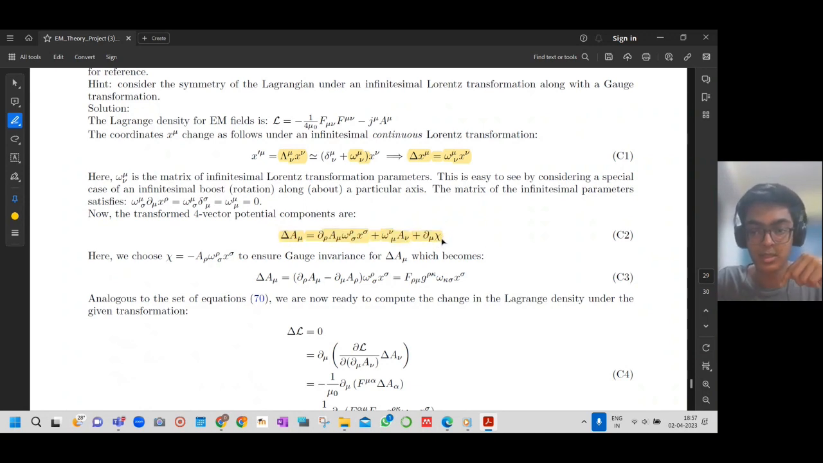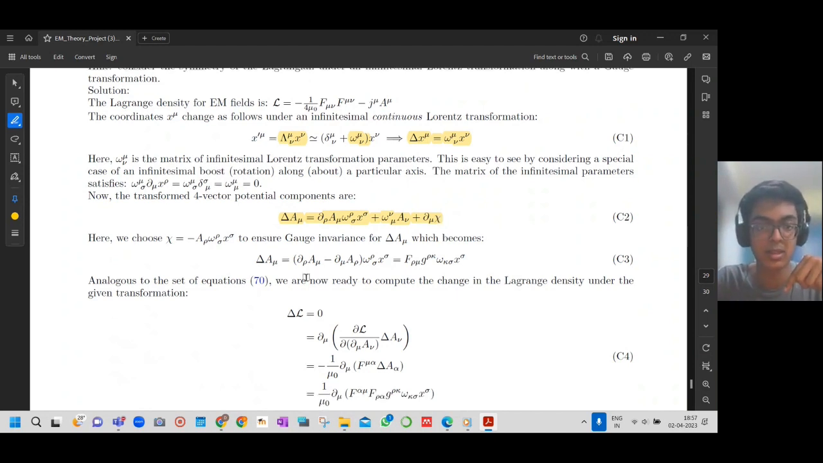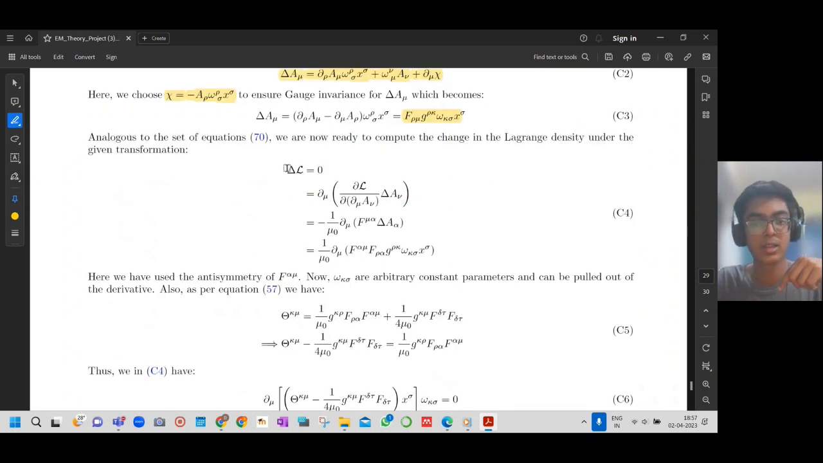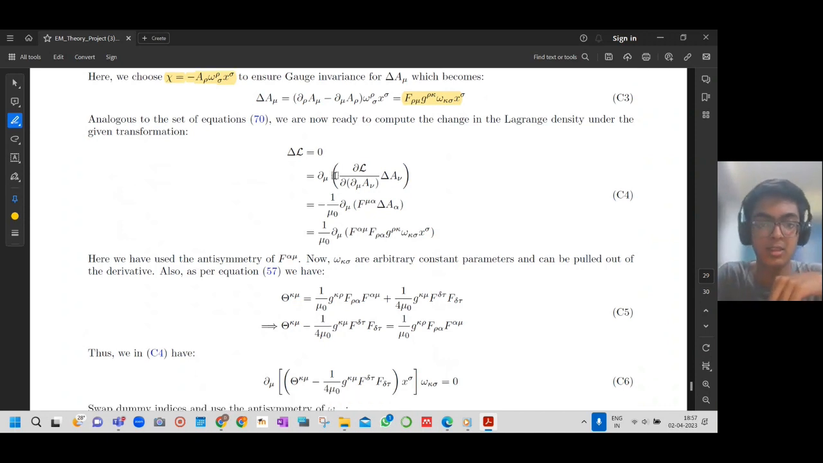Here chi is the gauge field, and omega mu nu is again the infinitesimal antisymmetric matrix for Lorentz transformation. We here choose chi to have a particular form to ensure that delta A mu is gauge invariant, which in turn gives this form. This was also discussed earlier, so I'll just move to the main part. The main part is substituting the expression of delta A mu in the expression for the change in the Lagrangian, which we want to be 0 because we expect it to be symmetric under Lorentz transformation.